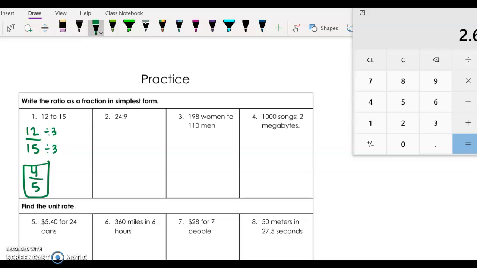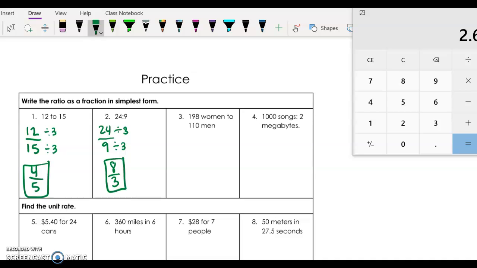All right, number 2, we have 24 to 9. Remember, this little colon here means that it's saying the word "to", so we're comparing 24 to 9. And so we have 24 on top, 9 on bottom. What number goes into 9 and goes into 24? And that's 3 again. So 24 divided by 3 is 8. 9 divided by 3 is 3.